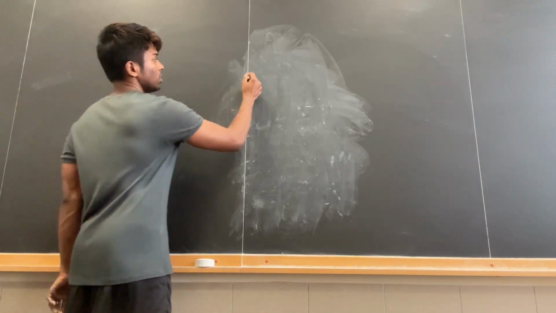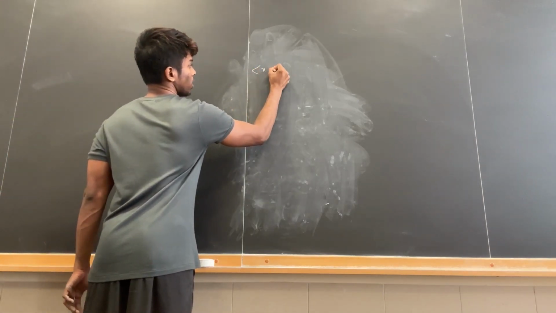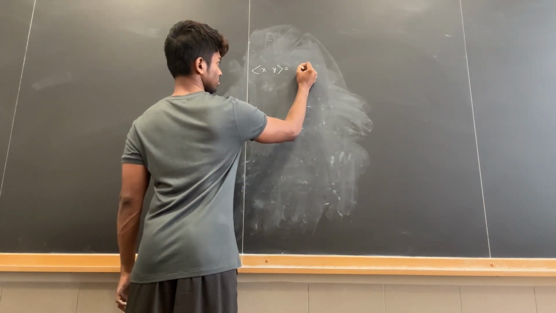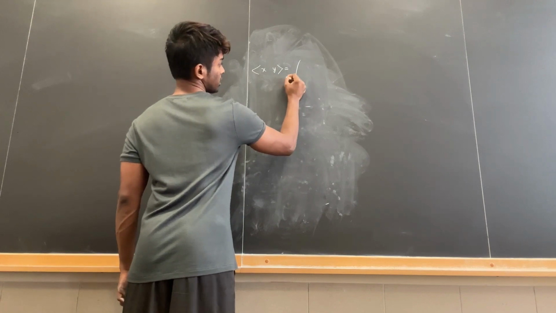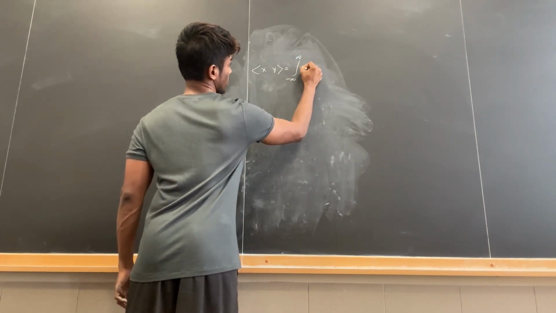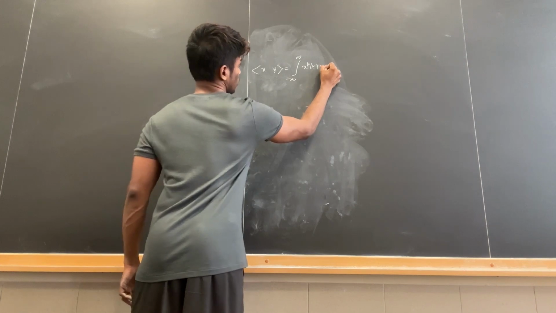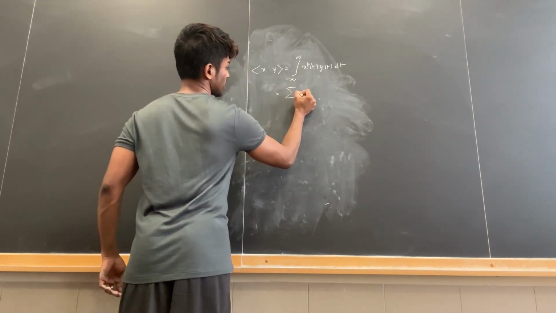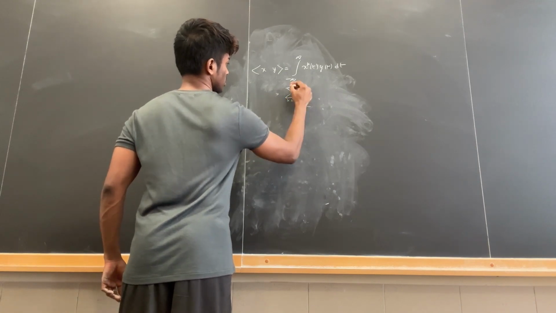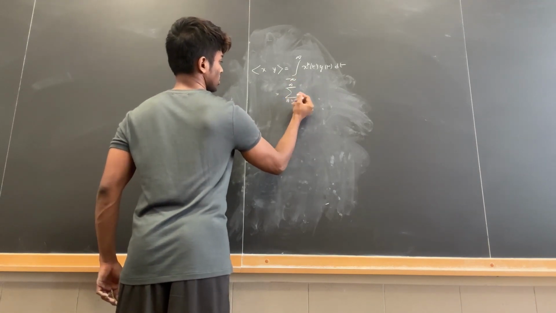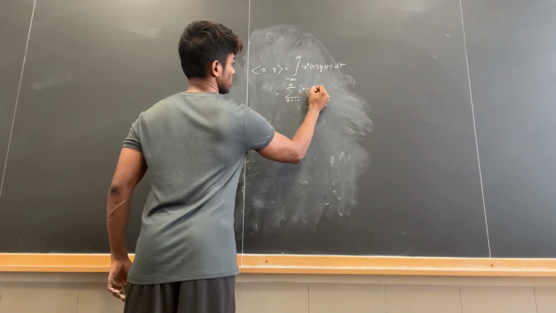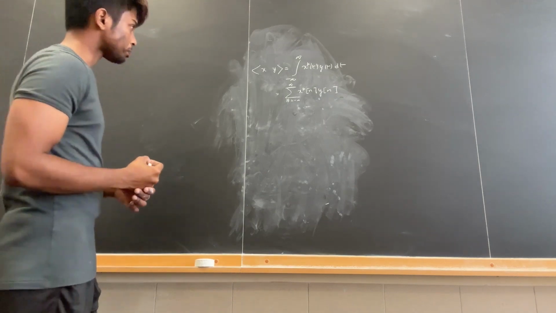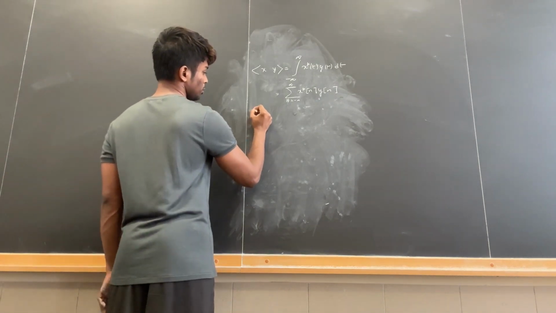Properties of inner product. If we have an inner product between x and y, that is given in continuous time as the integral from minus infinity to plus infinity of x conjugate of t times y of t dt, and in discrete time as a summation. So both continuous time and discrete time representations. And some of the properties is the energy property.